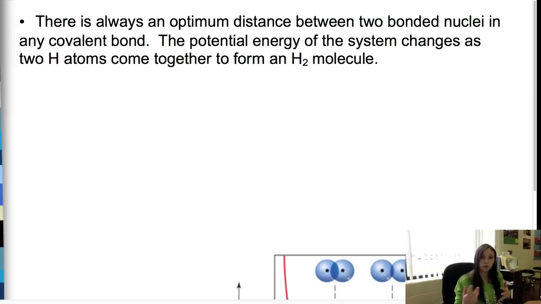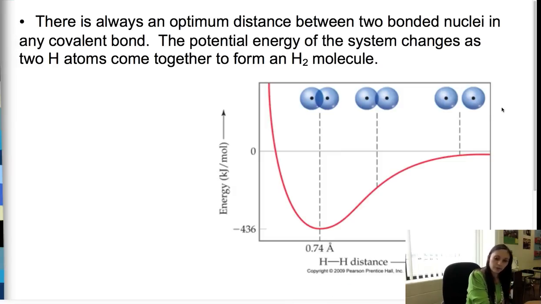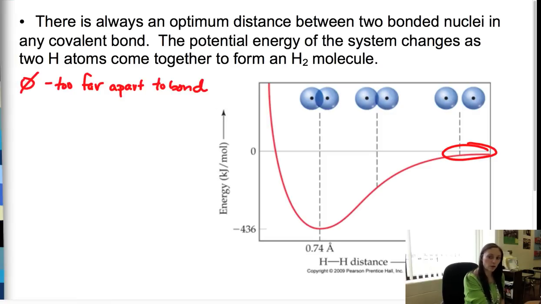Now with these orbital overlaps, there is always an optimum distance between two bonded nuclei in any covalent bond, and the potential energy of your system changes as the two H atoms get closer together or further apart. When we look at this picture, the energy is pretty much zero when they are too far apart to bond. This means they really don't feel any attraction between one another. They're too far apart, so they don't attract and they don't repel.